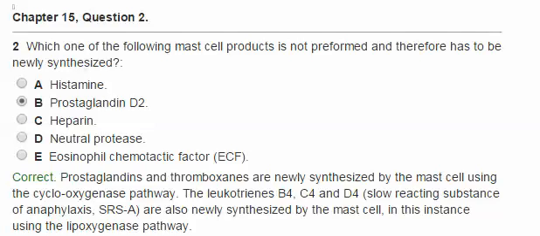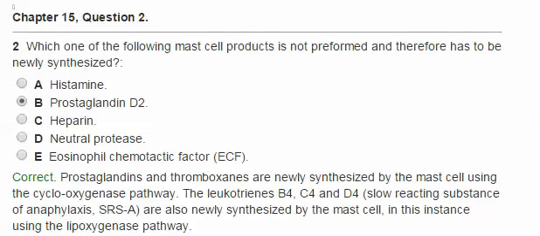Which one of the following mast cell products is not preformed and therefore has to be newly synthesized? A. Histamine. B. Prostaglandin D2. C. Heparin. D. Neutral protease. E. Eosinophil chemotactic factor, or ECF. And the answer is prostaglandin D2. This has to be newly synthesized.